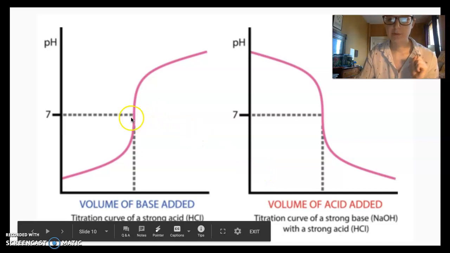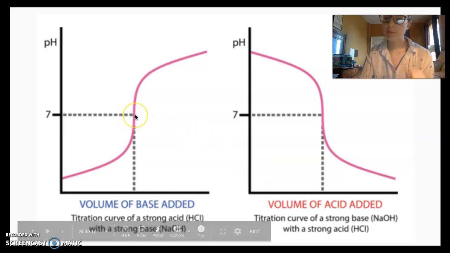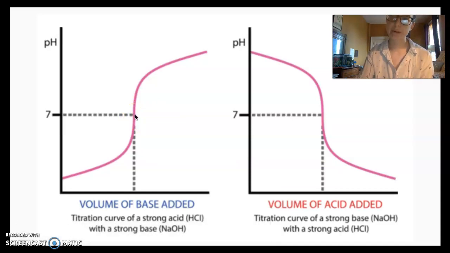So the equivalence point with the titration curve is going to be the point at which the slope equals 0. So at that point, it's right here. It's a straight up and down line. At this point, it's right here. Since both of these are strong acid, strong base titrations, the pH is 7 at the equivalence point.